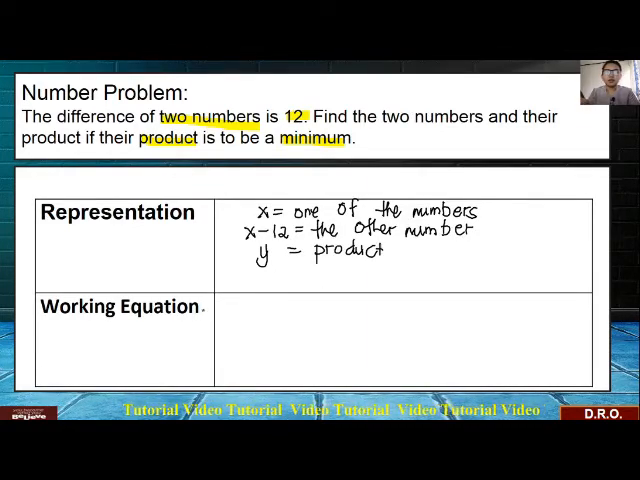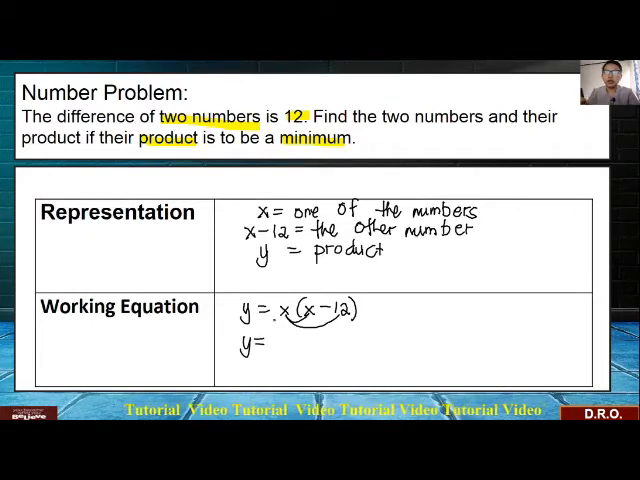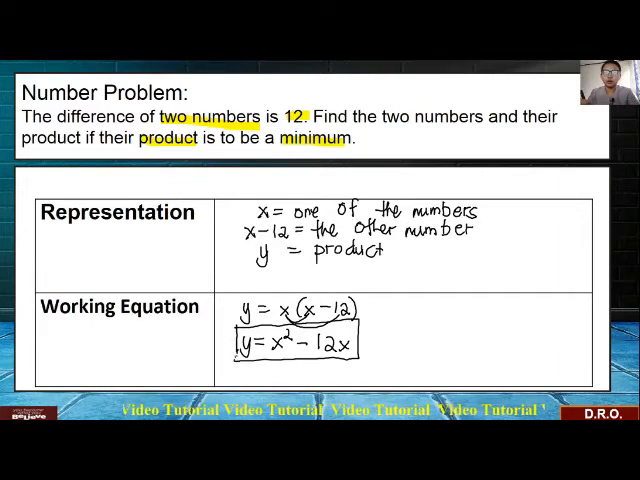After the representation, we go with the working equation. Since y is the product, it will be on the left side of the equal symbol, and then we have to multiply the two numbers, which happen to be in the representation as x and x minus 12. Now we simplify our equation by distributing x to x and x to negative 12. So this will be y equals x times x is x squared, and x times negative 12 is negative 12x. Now we have here our quadratic function, which happens to be our working equation: y equals x squared minus 12x.